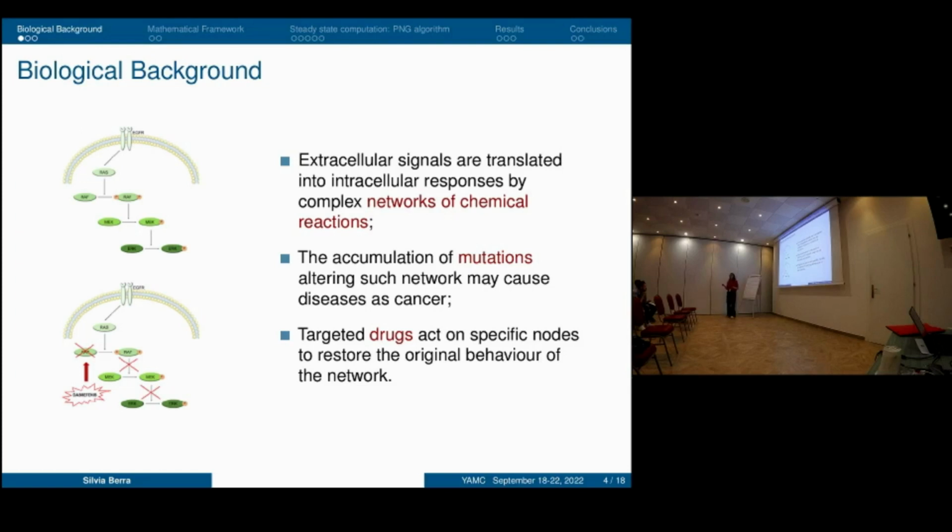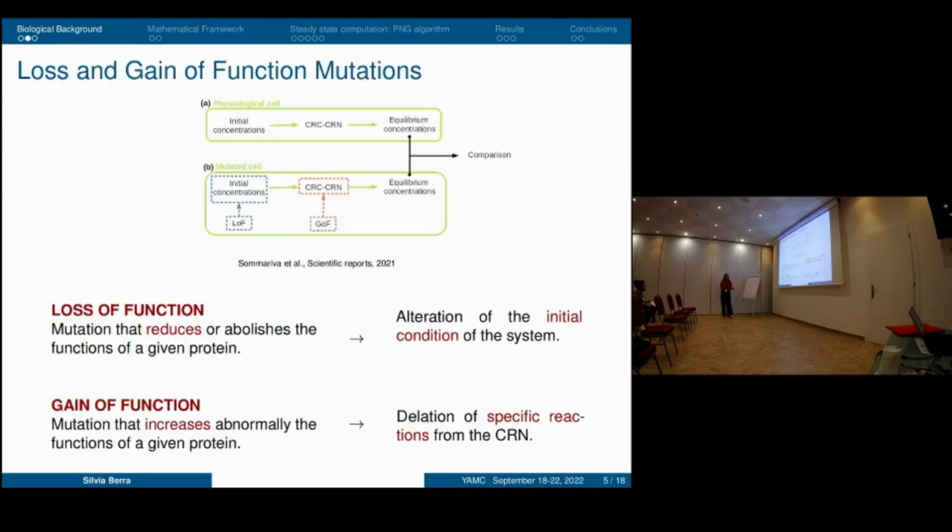What we want to do is understand which drugs we should use when there is such a disease, so that they can act on specific nodes of the network and restore its original behavior. Speaking of mutations, we can have two different types of mutation that abolish or increase the function of a given protein. But what is important is the following.